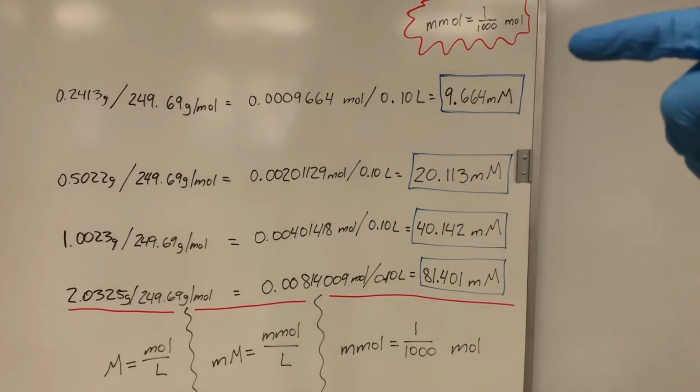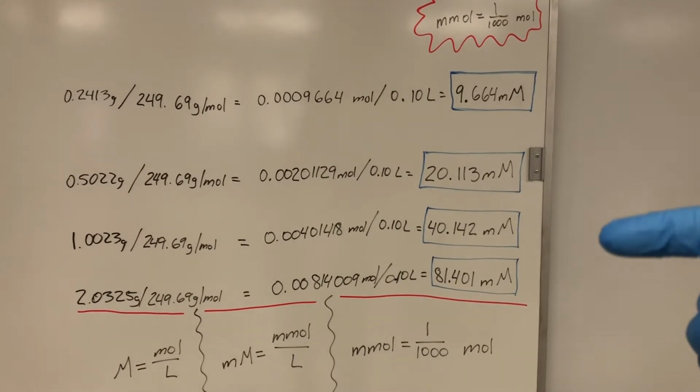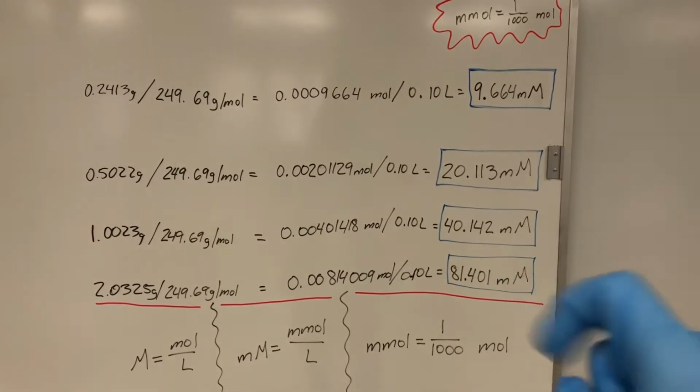Now these values are going to be important for what we plug into our spreadsheet once we come up with a graph of concentration versus absorbance. So we'll need these later on.